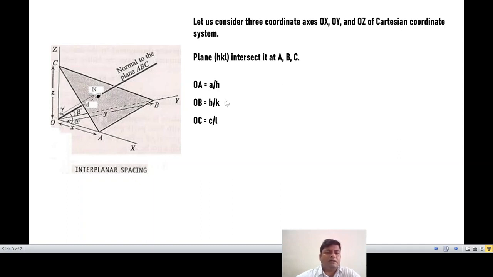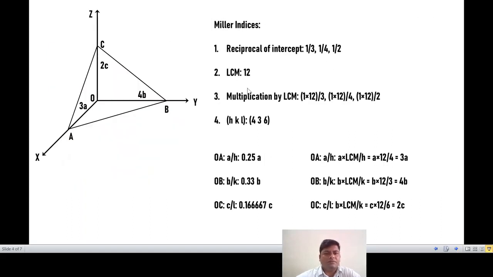By the definition of Miller indices, we know the relation between the intercept, the unit translation vector, and HKL, which is: OA is equal to a upon h. Similarly, OB is equal to b upon k, and OC is equal to c upon l. In order to understand how this relation comes, we can consider one example where the Miller indices are first found out, and then this relation is derived.